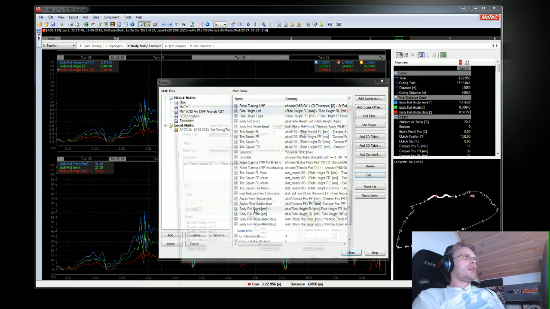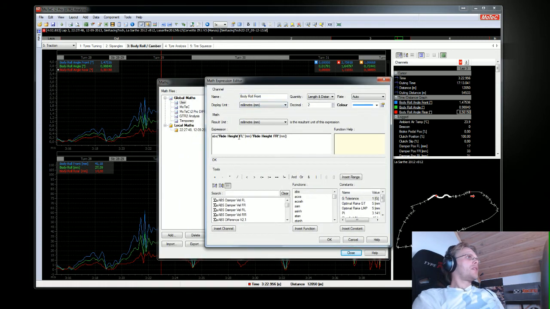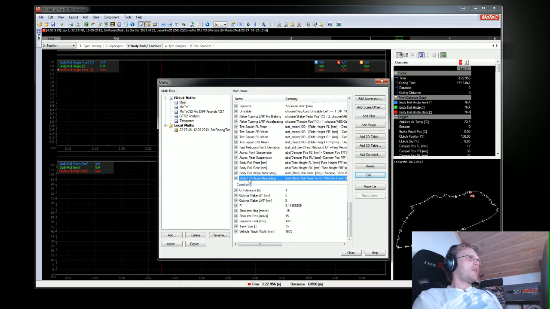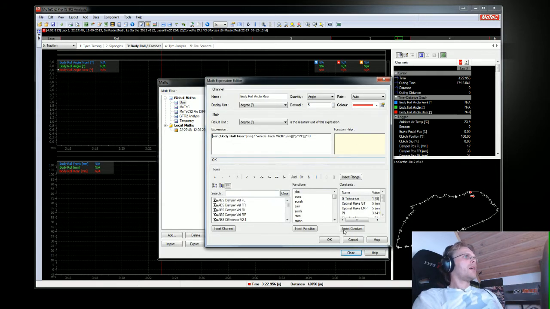So first I need to calculate the height difference. I always want a positive value here, so I take the absolute value of ride height on one side minus ride height on the other. I build my little math for this, call it body roll front, since I'm calculating in the front. Then I do the same again, this time for the rear of the car. Sorry, it's not the right one. This is the right one. Absolute value, ride height left minus ride height right in the rear of the car, gives me the body roll in millimeters of the car.